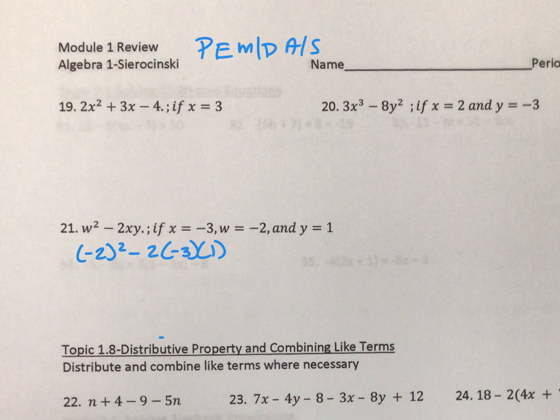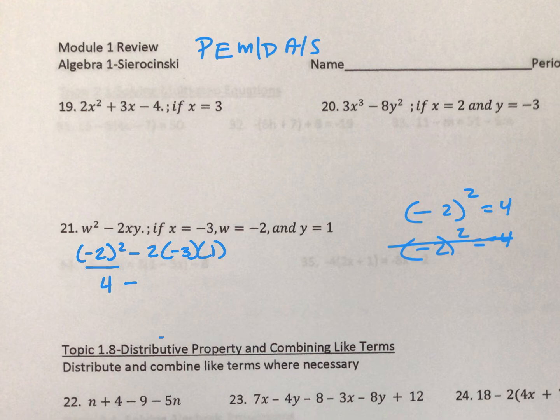Okay, PEMDAS. Exponents first. Negative 2 squared is positive 4. Always remember that when you're squaring something negative in your calculator, you have to put parentheses around it. If you don't, it'll tell you it's negative 4, and we know that's not right. So don't make that silly mistake.